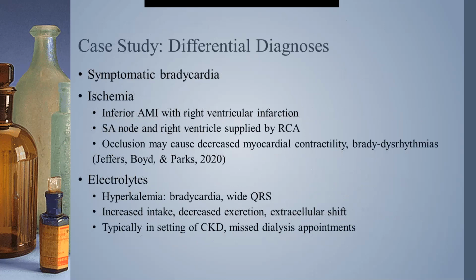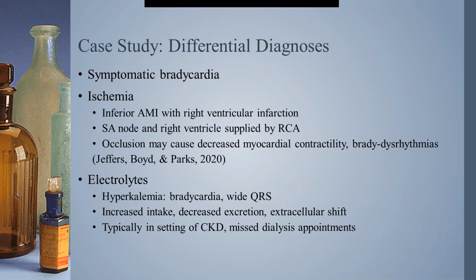So thinking of differential diagnoses for a symptomatic bradycardic patient: ischemia. So with inferior acute myocardial infarction with right ventricular involvement, due to the SA node and right ventricle being supplied by the RCA, occlusion may cause decreased myocardial contractility in addition to bradydysrhythmias and heart blocks.